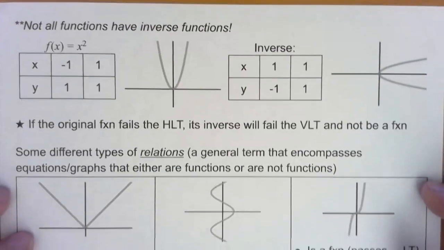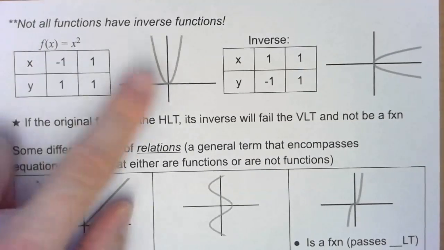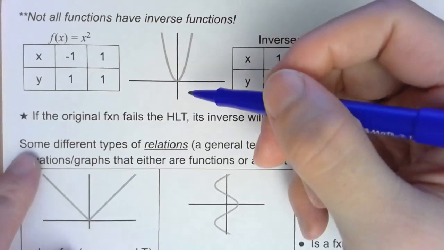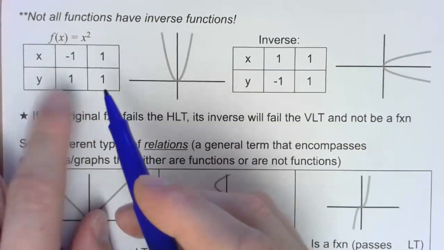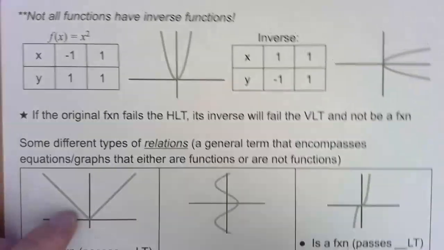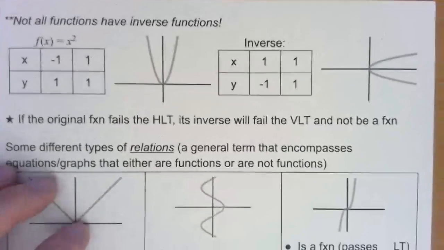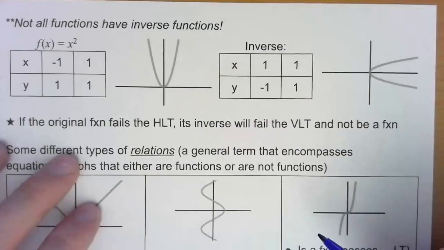Now, here's something though: not all functions have inverse functions. Take a look at just our good old y equals x squared, a simple parabola. Of course a parabola is a function. The fact that we've got the same y for different x's is not a problem. Even if every point had the same y, even if it was a horizontal line, a constant function, that is still a function. But take a look at what that would mean for the inverse.